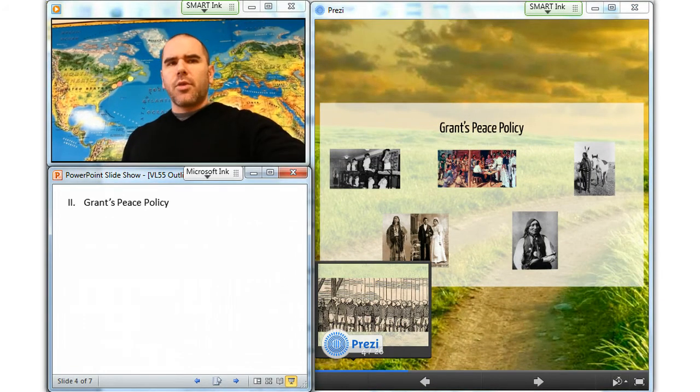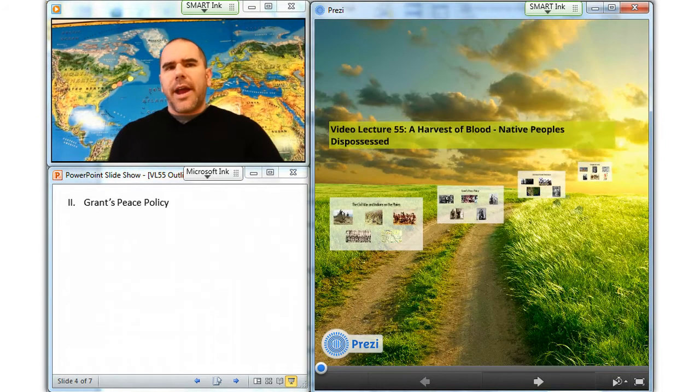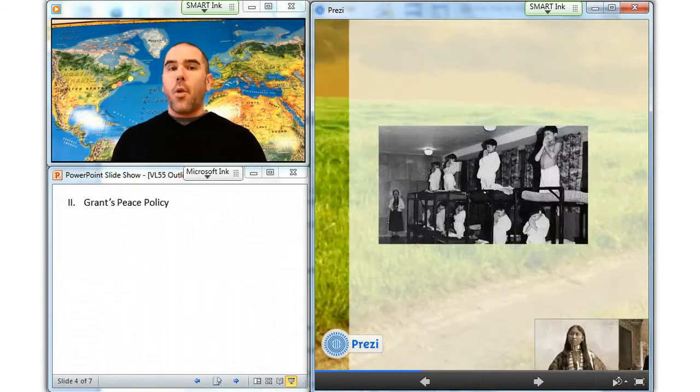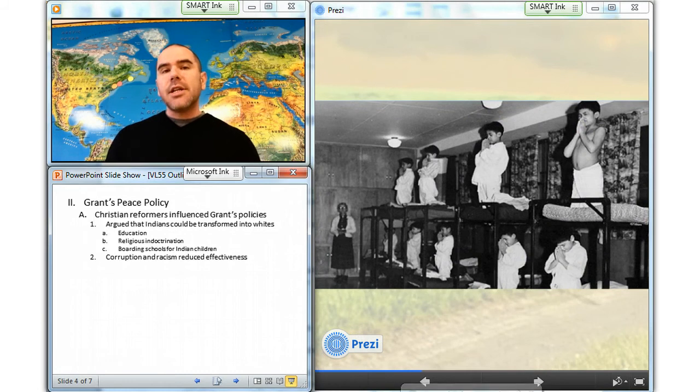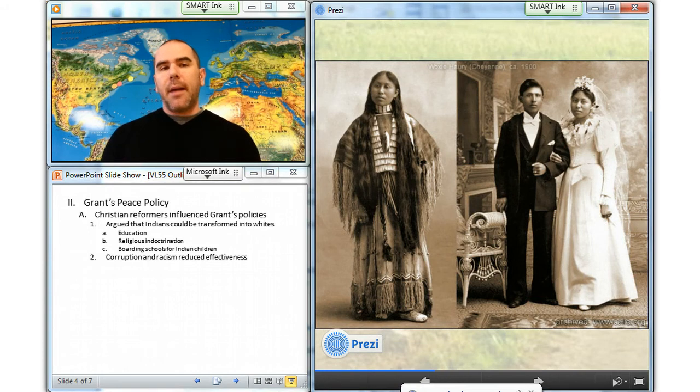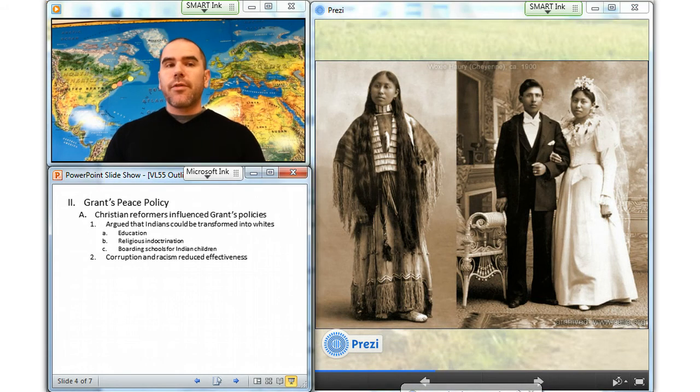Christian reformers heavily influenced the Grant administration's peace policy. Reformers argued that Indians could be transformed into whites through education and religious indoctrination, particularly of Indian youth in special boarding schools. The first boarding school opened at Carlisle in 1879. Corruption, racism, and denominational infighting reduced the effectiveness of the boarding school campaign. To Indian leaders, reformers became just another interest group.